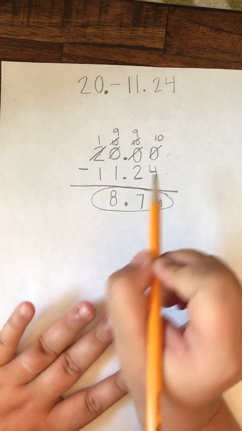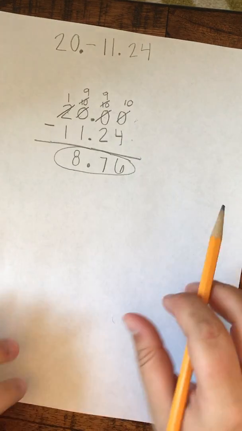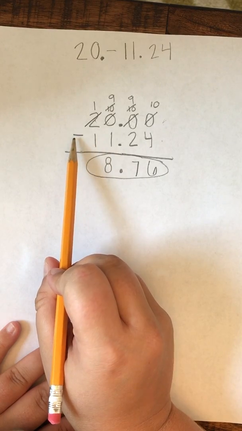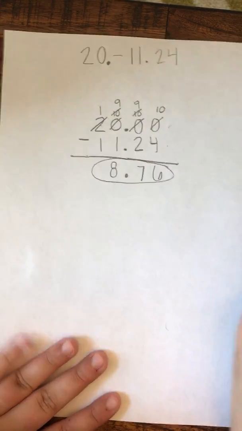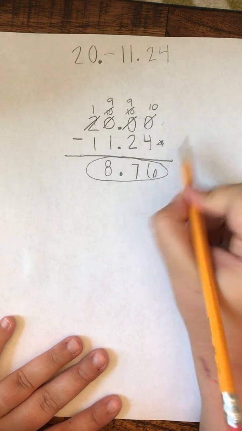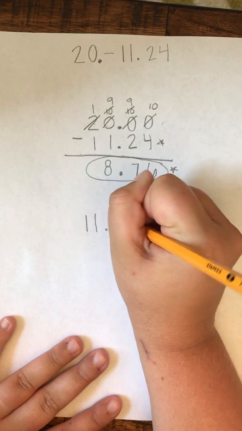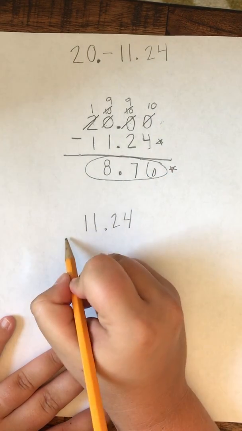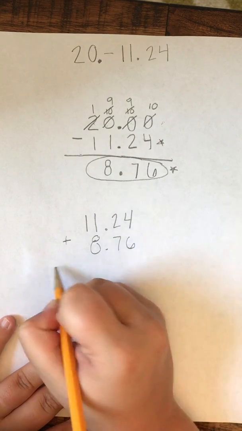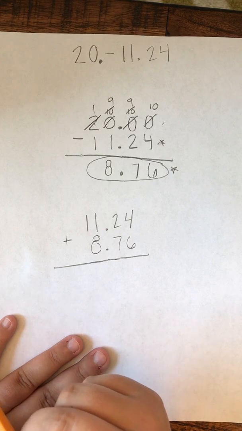Now, in order to check our work and make sure that we did everything correctly, we need to do our inverse operation, which again is the opposite. So the opposite of subtraction is addition. Okay, so we need to add this number right here and this number. So we're going to add 11 and 24 hundredths plus 8 and 76 hundredths. Now, I'm making sure everything's lined up. If it looks good, I'm going to move on.